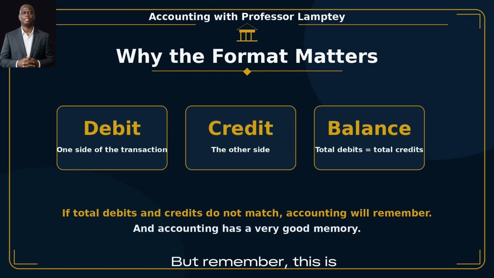But remember, this is not just decoration. Accounting is not trying to make the entry look pretty for no reason. The format tells the accounting system what happened. The debit records one side of the transaction, the credit records the other side, and the total debits must equal the total credits. If they do not, accounting will not be happy with you. And trust me, accounting has a very good memory.